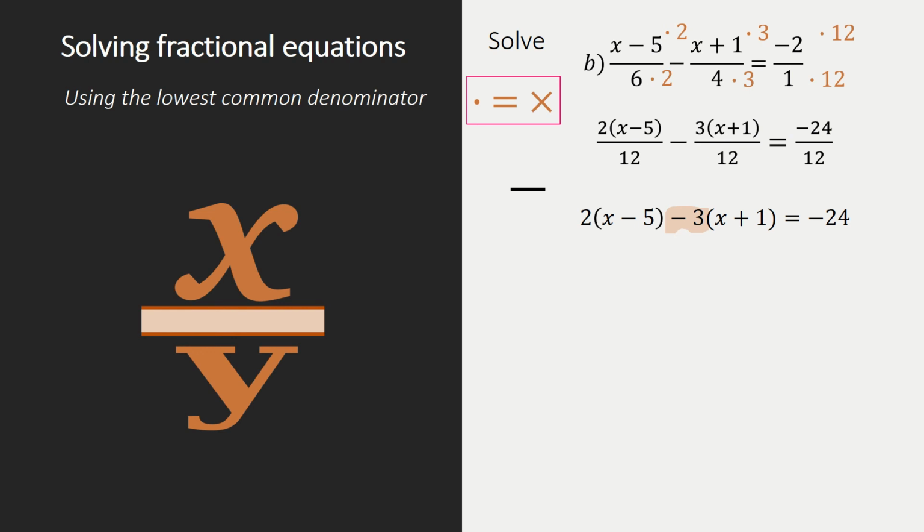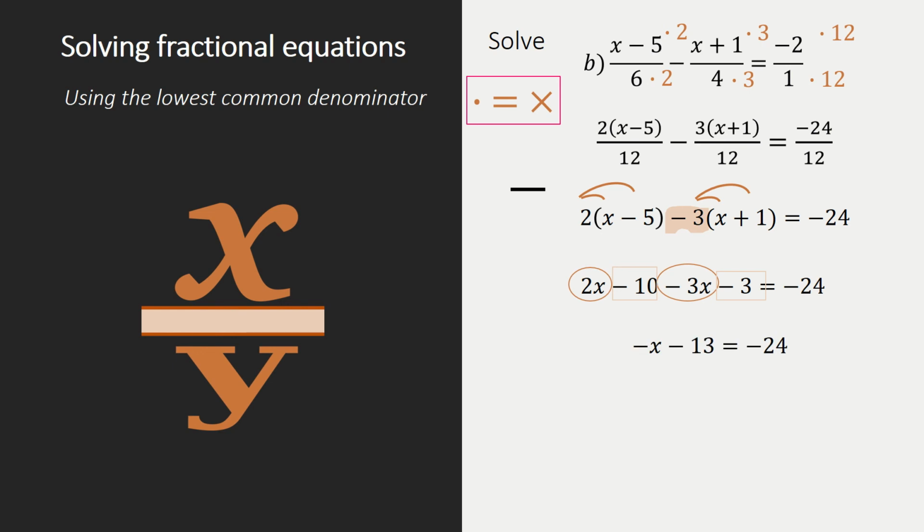Now we can simplify it by expanding brackets. So 2 times x and 2 times minus 5, minus 3 times x and minus 3 times 1. We get 2x minus 10 minus 3x minus 3 equals minus 24. And again, we can simplify this by adding and subtracting like terms. So first, highlight the like terms to make it easier for yourself. 2x and minus 3x are like terms since they both have an x. And minus 10 and minus 3 are like terms as well, since those are just numbers.